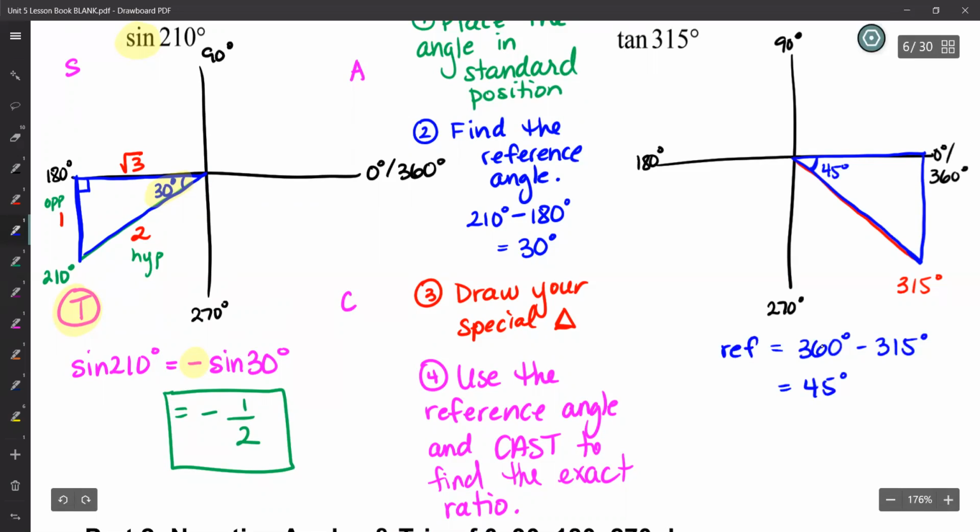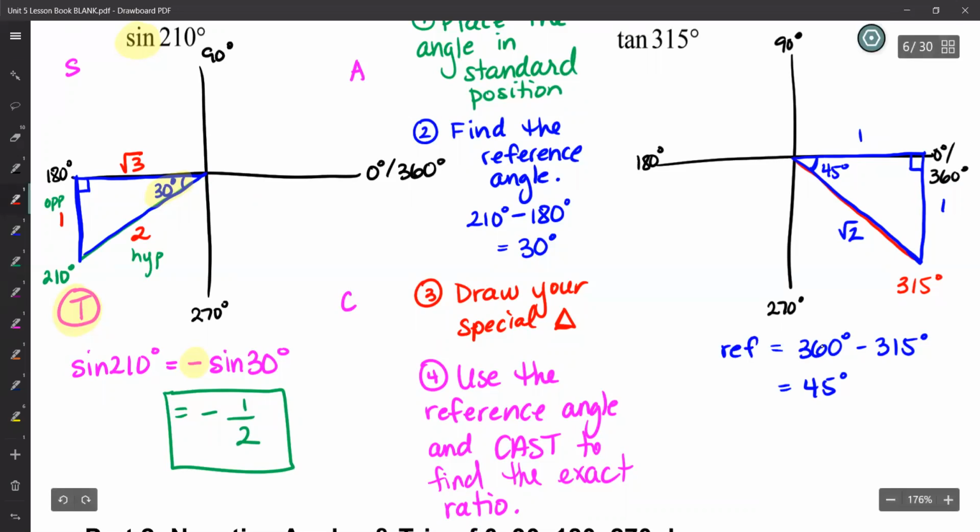Okay, so we're going to complete the triangle. And I know that this is the 1, 1, √2 triangle. So I'm going to label the sides accordingly. And I'm always making the right angle in between the horizontal with a vertical line from the terminal arm.